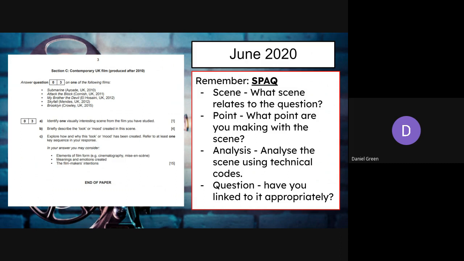Describe the look or mood created in the scene. So that's what it looks like and how it makes you feel. What atmosphere does it have? It's a bit like a mood and atmosphere question in English. What's the vibe you get from it? And then again, they missed a 5 marker on Skyfall here.